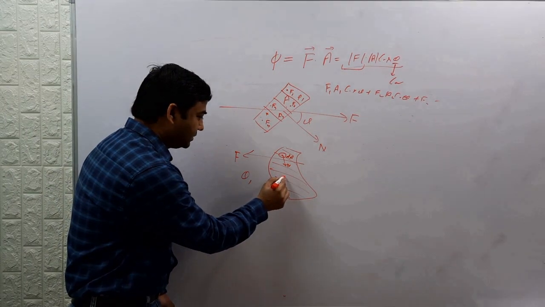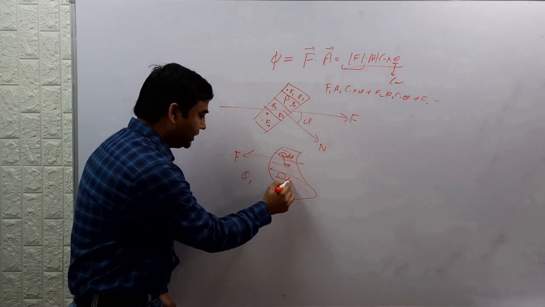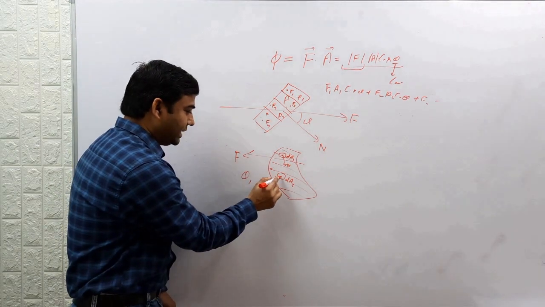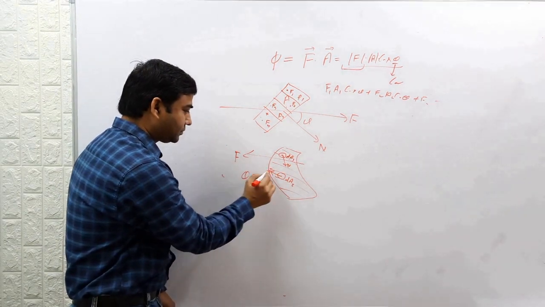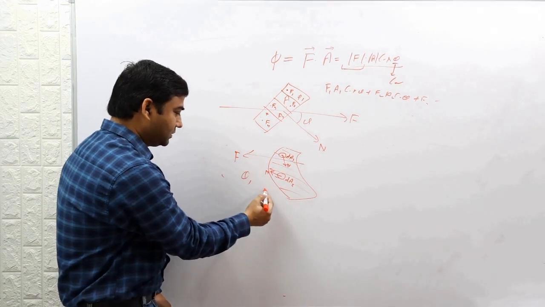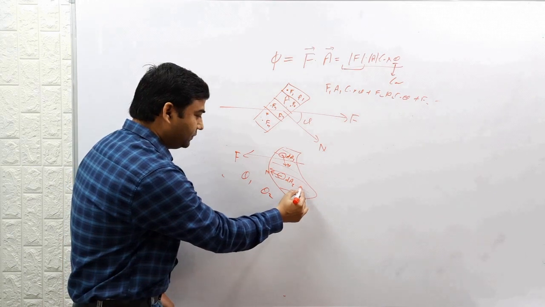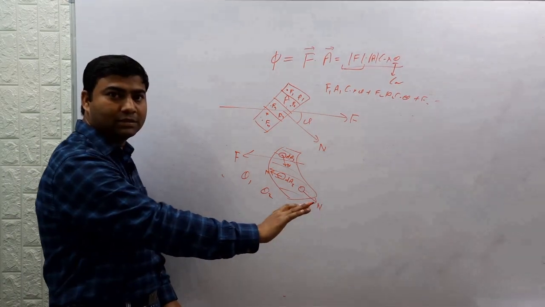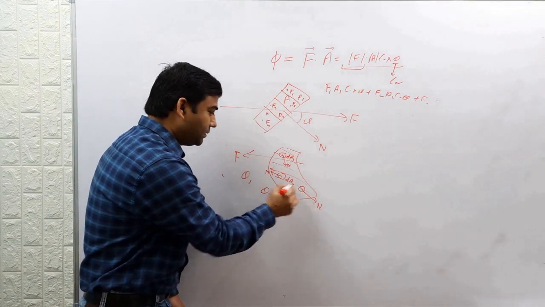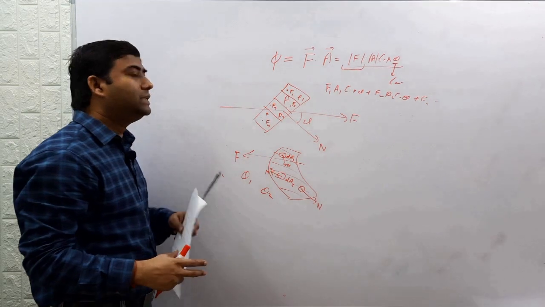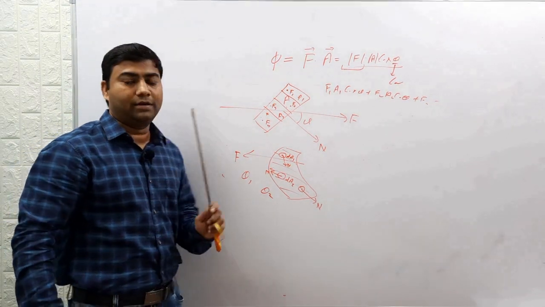And here, this is another area, dA2. This area was dA1, this area is dA2, and the normal is in this direction. So the angle between the normal and this flux is θ2. Similarly, different areas will have different normals above the area. Hence, this angle theta will change throughout the area.